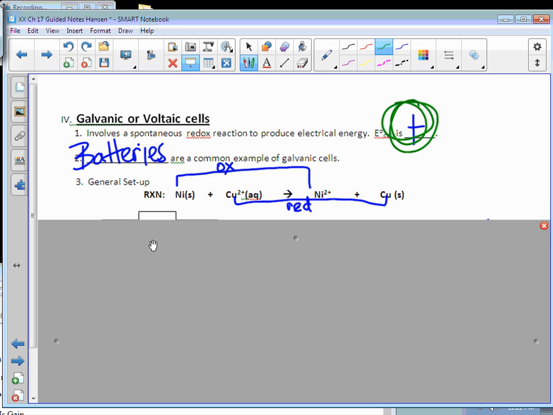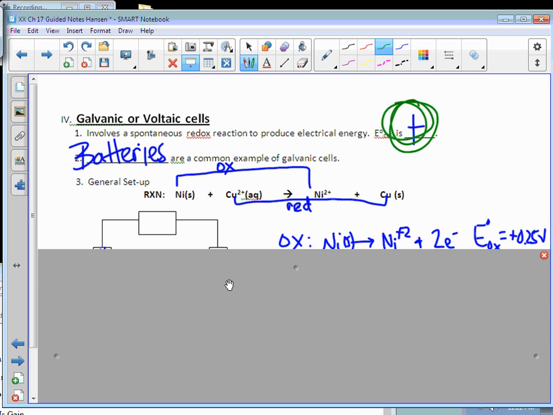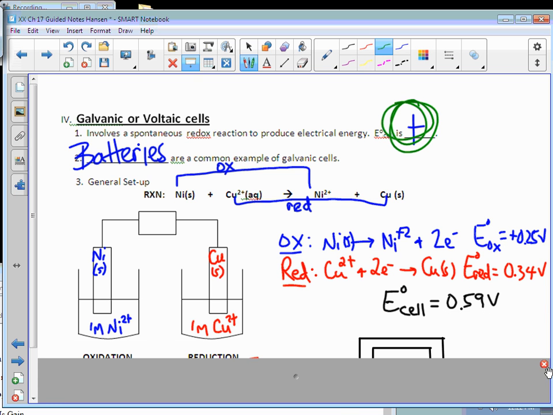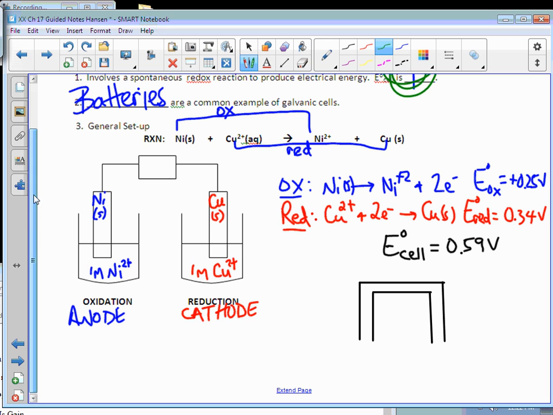So let's take a look at one. In this one, we're going to react nickel with copper 2 plus. The nickel is being oxidized to nickel 2 plus, and the copper 2 plus is being reduced back to the metal. This is the general setup of a voltaic or galvanic cell. The big thing is that you have two separate containers. If you do it in one container, then you can't harness the energy to do something. It will work, but you won't be able to do something with it.